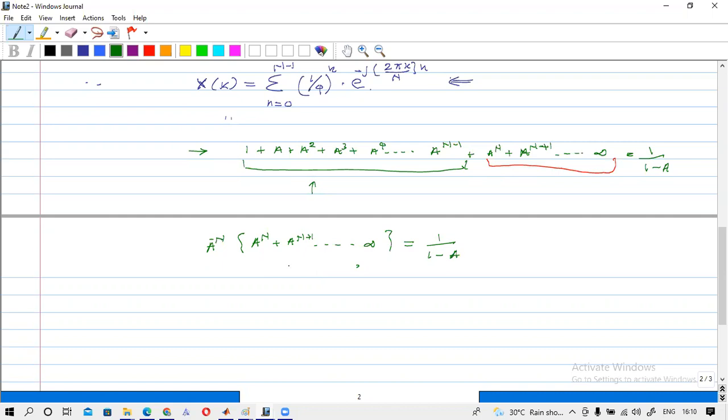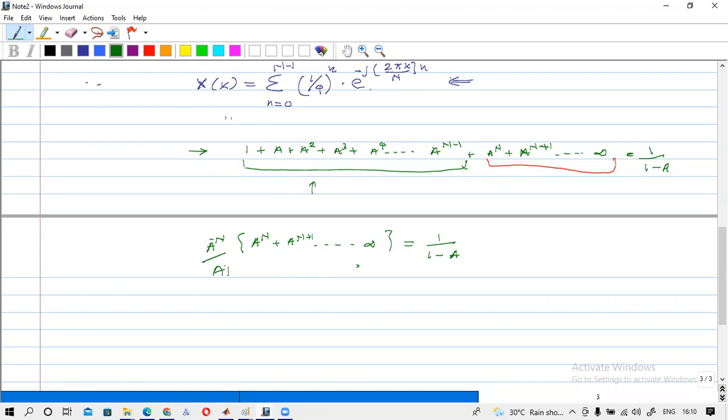Now if I multiply these terms by a^(-n), so I'm dividing by a^n, and on this side I divide by a^n as well, so this one cancels out, and here also I will get a^(-n). If I take it out, it will be a^n. So I will get this. So what should I do now?